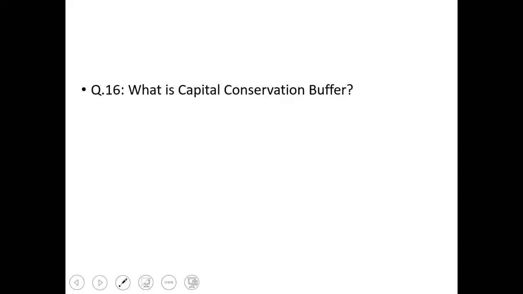Total means credit risk, market risk, plus operational risk. All will be added. And what is the risk parameter? Credit risk, 65%. Sorry, 60, I think. 60% of the bank loss is contributed by credit risk. 25% of the bank loss is contributed by market risk. 15% is contributed by operational risk.